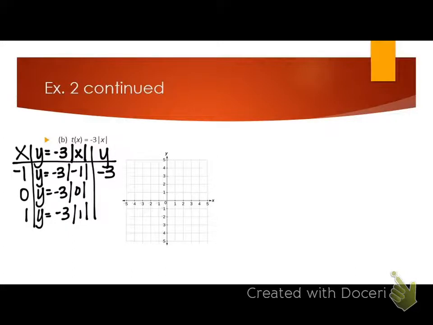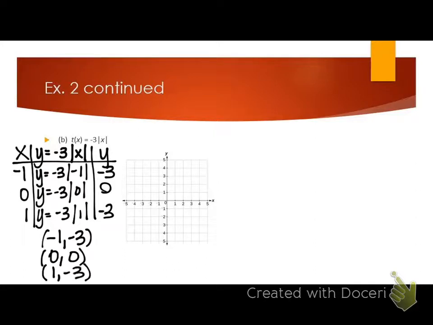What is 0 times -3? 0. Awesome. What's the absolute value of 1? 1. And what is -3 times 1? -3. Very good. So, Nate, what were your 3 ordered pairs? My three: -1, -3. Okay. 0, 0. Okay. 1, -3.